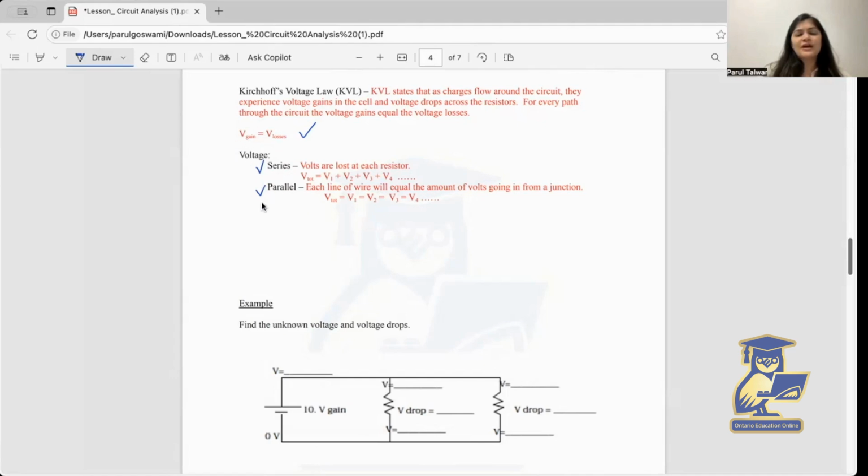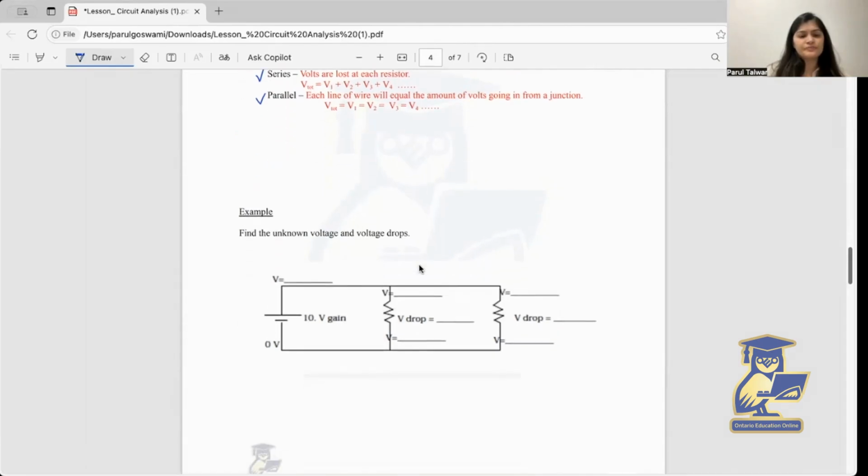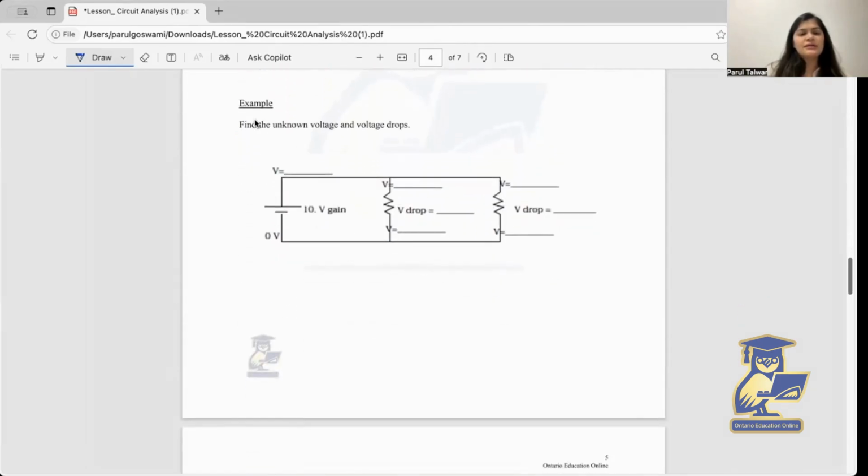So these three things we have to keep in mind while we are applying Kirchhoff's voltage law. Let's do an example to understand this concept. Here we have to find the unknown voltage and voltage drops. You can see the voltage across the battery is 10 volt. Now we have to determine the voltage drop across this resistor and the voltage drop across this resistor.